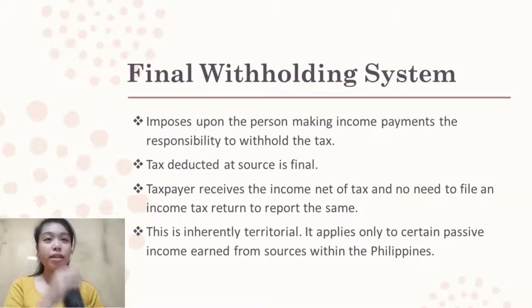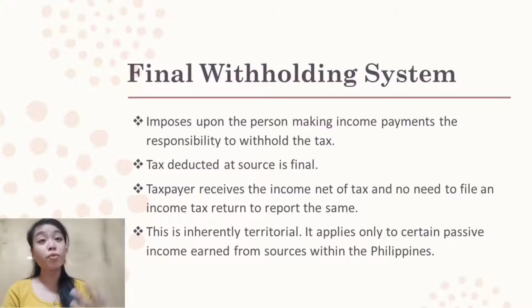The final withholding system imposes upon the person making income payments the responsibility to withhold the tax. The tax that will be deducted at source is final. The taxpayer receives the income net of tax and no need to file an income tax return to report the same. It is a tax wherein the payer withholds an amount from the payee's income and pays this amount to the government on behalf of the payee. Then the payee will no longer need to file an income tax return for this income.